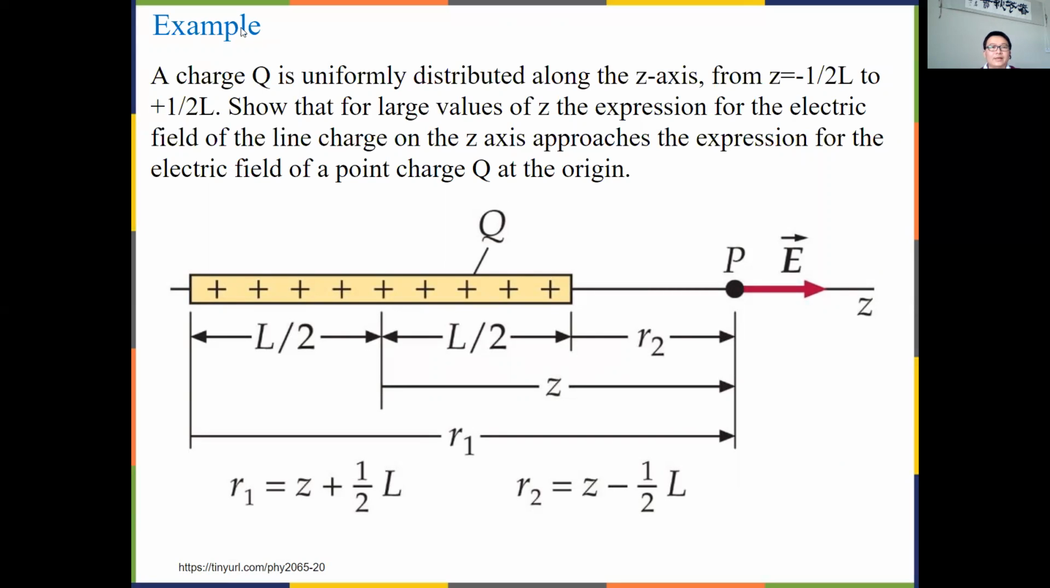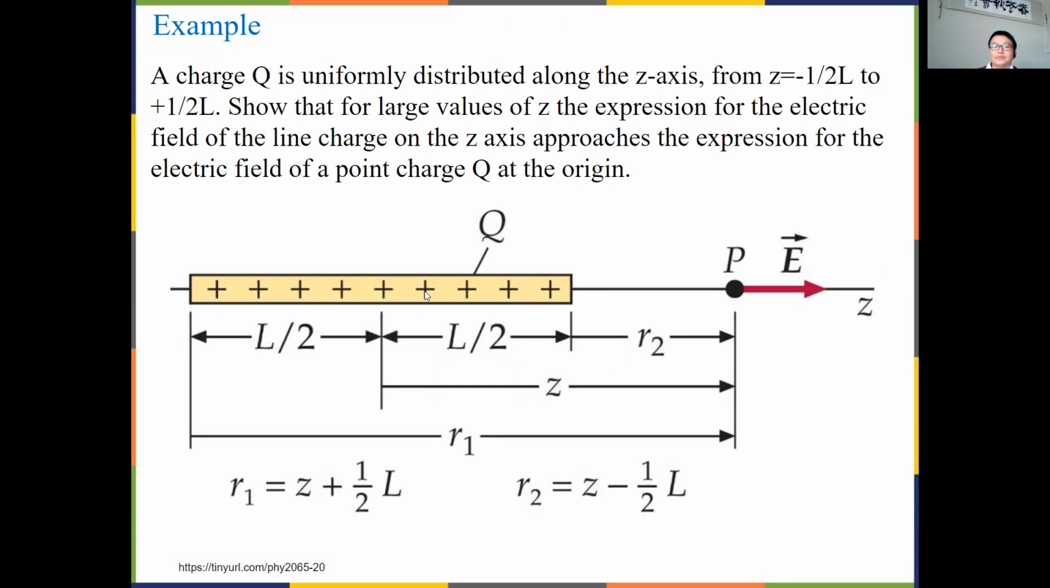We will take a look at one example here. This one says if you have a charge Q that is uniformly distributed along the z axis from z equals minus 1/2 L to positive 1/2 L. Basically this is your origin, this is minus 1/2 L on this end, and this is positive 1/2 L. It's asking you to show that for larger values of z, the expression for the electric field of the line charge on the z axis approaches the expression for the electric field of a point charge Q at the origin.